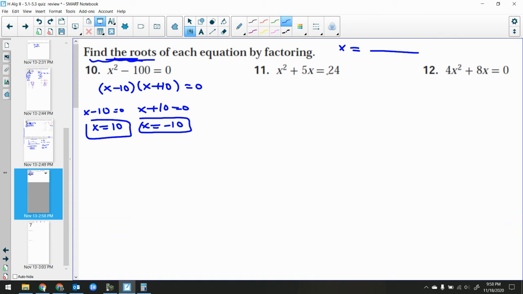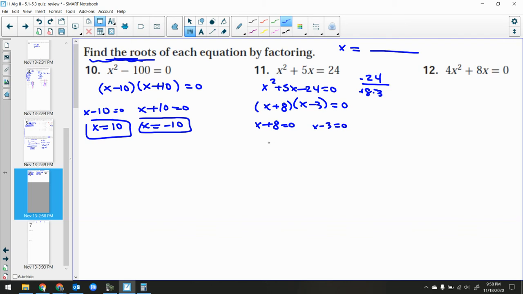Okay. This one I got to set it equal to 0. Subtract the 24 over to the other side. So that means I've got x plus 8, x minus 3. Factors of negative 24 that I had to get to positive 5. That's negative 8 times 3. I'm sorry, positive 8 times negative 3. I want to get to positive 5, not negative 5. So that means we have x plus 8 equals 0, x minus 3 equals 0. So x equals negative 8, x equals positive 3.